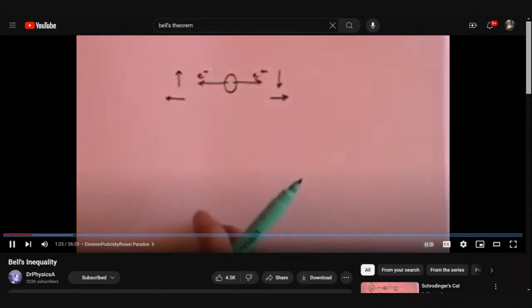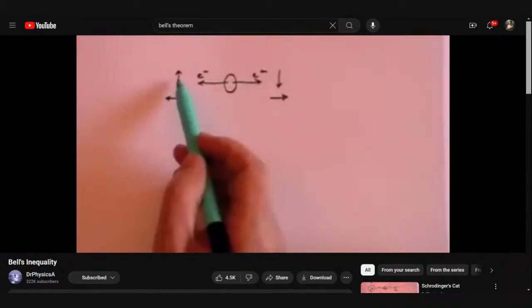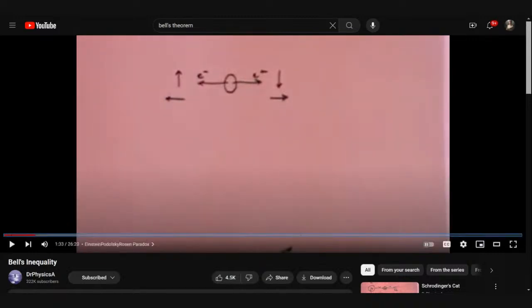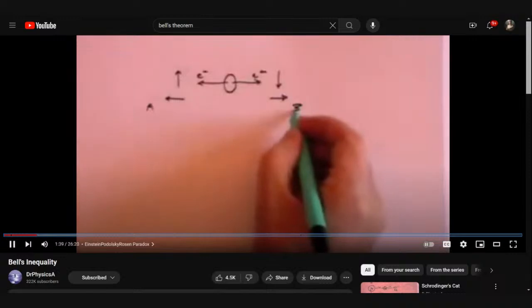Now, Heisenberg's uncertainty principle says that you cannot know simultaneously both the spin in the z direction and the spin in the x direction. But this appears to suggest that you can, because what would happen is, here is an observer Alice, and here is an observer Bob.